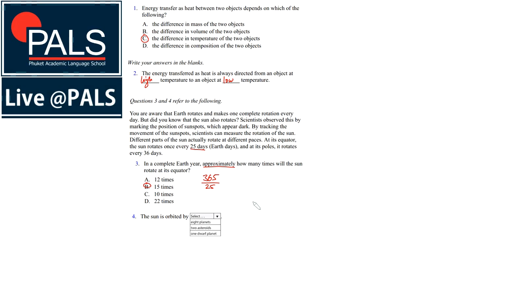The Sun is orbited by how many planets? 8 planets, 2 asteroids, or 1 dwarf planet. There are way more asteroids, millions of asteroids in our solar system. There are definitely more than 1 dwarf planet, and the correct answer is therefore 8 planets. From closest to the Sun to furthest away, we have Mercury, then Venus, then Earth, then Mars, then Jupiter, then Saturn, then Uranus and Neptune. It should be 8, so I didn't forget any.